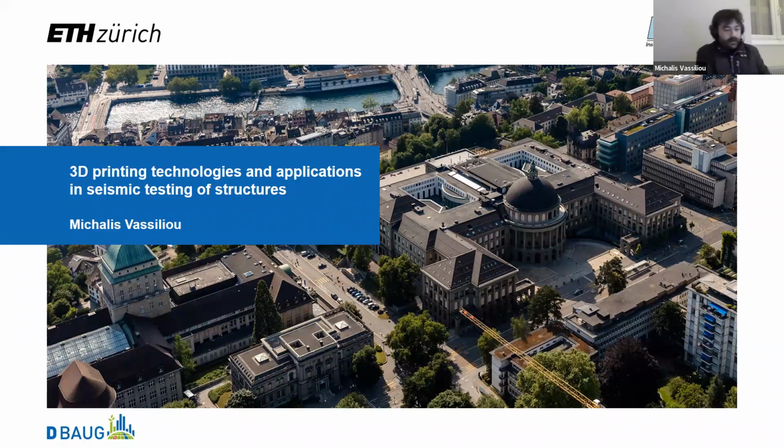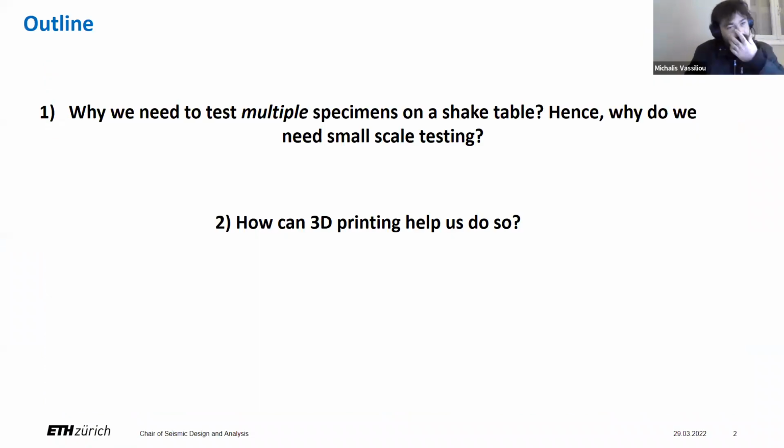So again, hello, and thanks a lot for inviting me. Today I'm going to be talking about some applications of 3D printing in seismic testing of structures. First of all, we need to understand why we need to test multiple specimens on a shake table, and this is the reason why we need small scale testing. The second part of the lecture discusses how we can use 3D printing to help us do so.